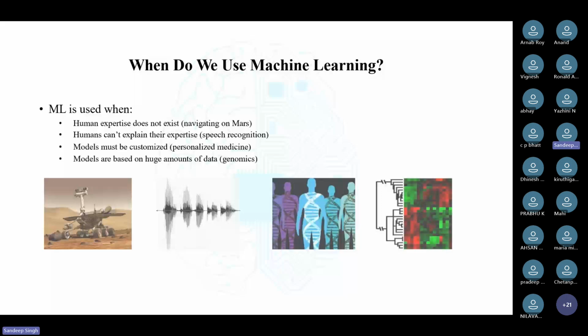Second example is where humans can't explain or don't have the expertise, like speech recognition. Third is when the model has to be customized for different individuals, like personalized medicine. And the last one is models based on human data, where there is a large amount of data, like genomics.